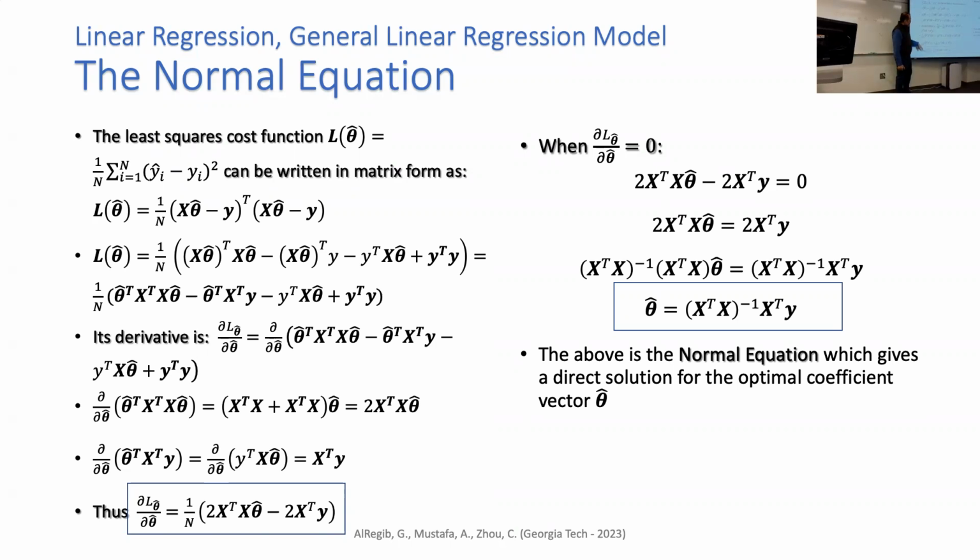Okay, I add them all together. I have 2 x transpose x theta for the first term. Then I have the second term and the third term, which have the same derivative. So I have 2x transpose times y, and then I have 1 over n from here. That will be basically my derivative so far. Any question about this?